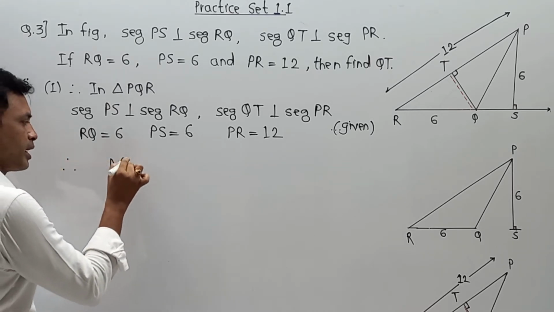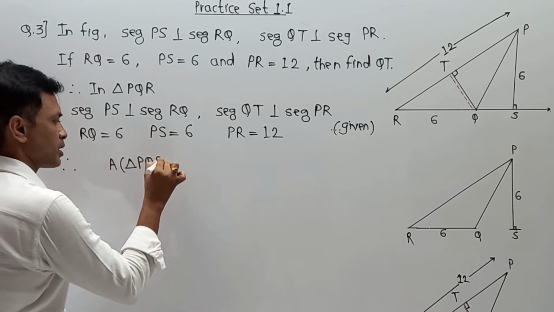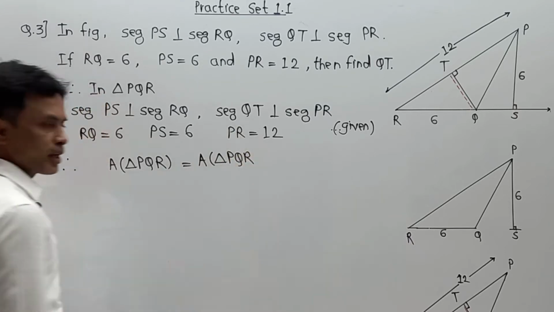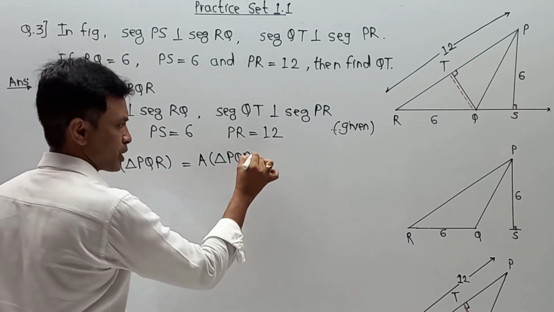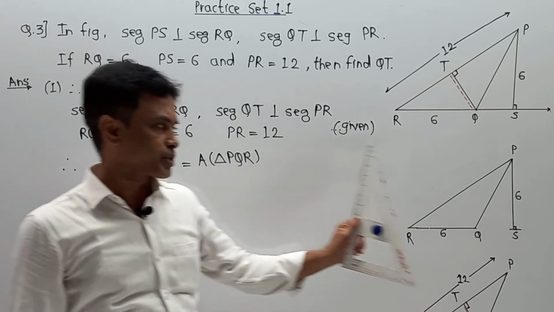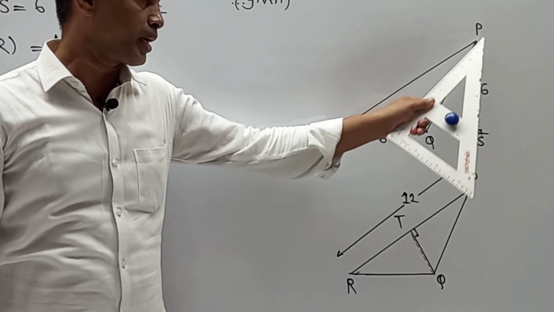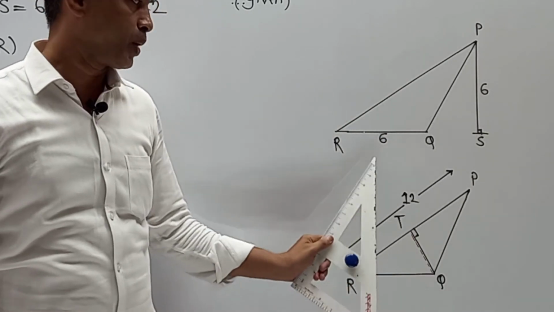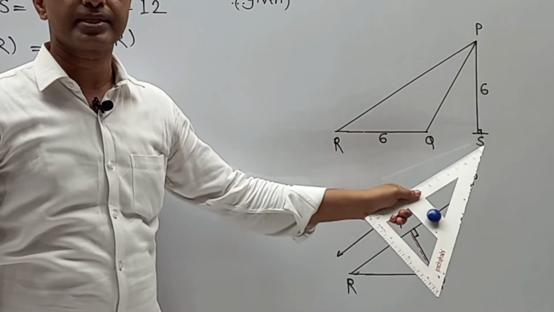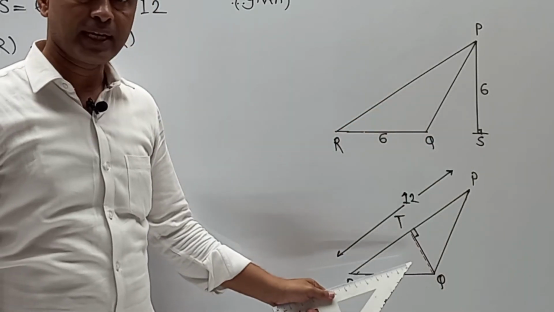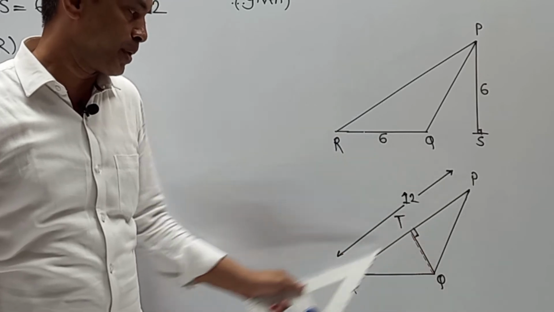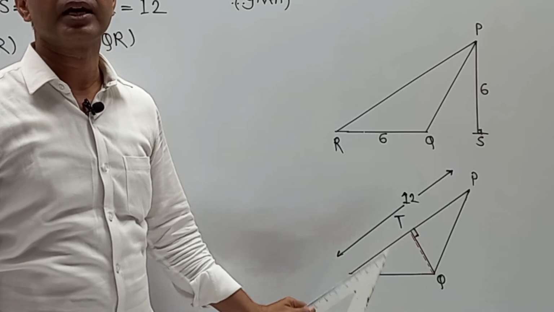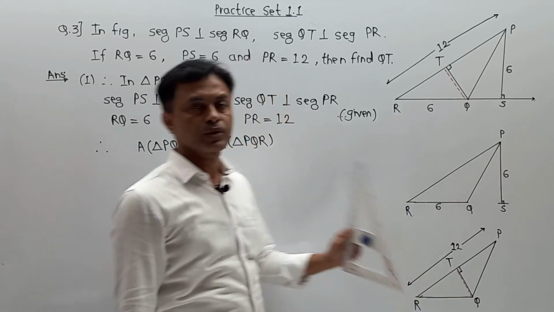Therefore, area of triangle PQR is equal to area of triangle PQR. Once again, I am taking this reference so that everyone can understand. In the first case, we are going to compare area of triangle PQR having a base QR, that is 6, and having a height of 6. In the second category, in triangle PQR, your base is PR, that is 12, and height is QT. And in this way, we can get the unknown value of QT. So once again, pay attention over here.